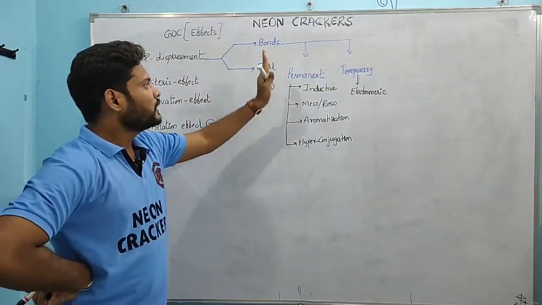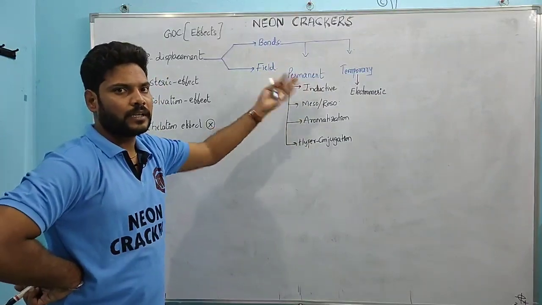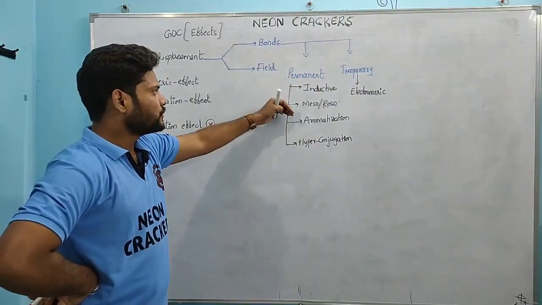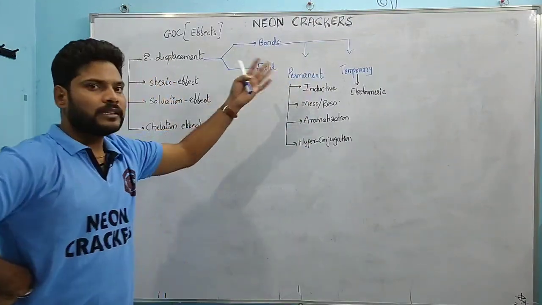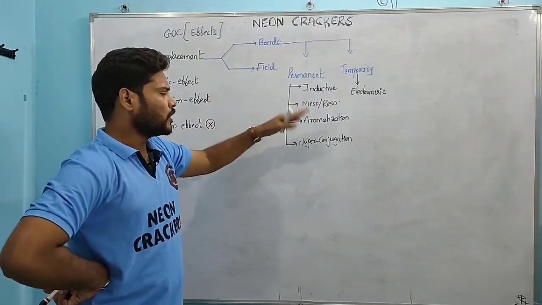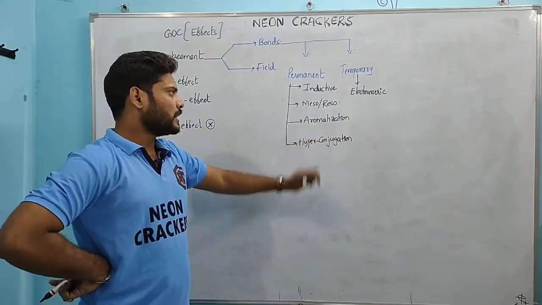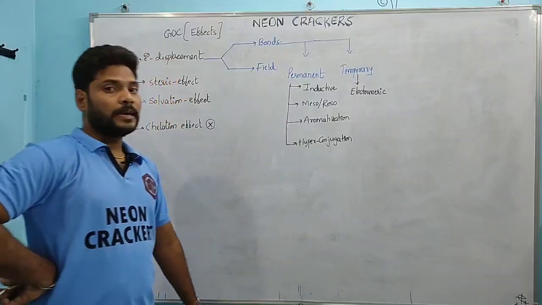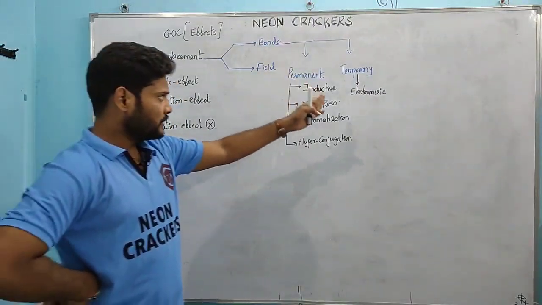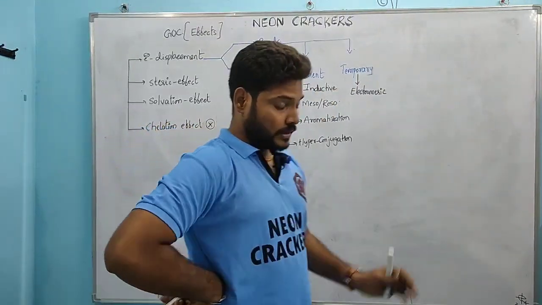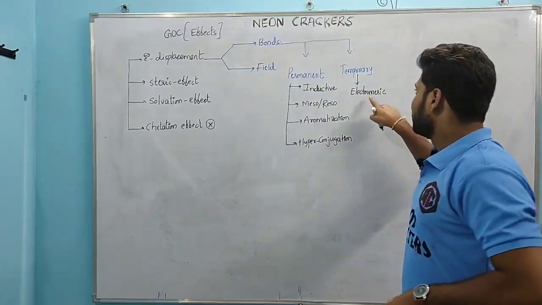In the permanent effect, first is inductive, plus or minus, one by one. Next is mesomeric, where we will see the stability order of the contributors. Next is aromatization. The last one is hyperconjugation. The temporary effect is the electromeric effect.